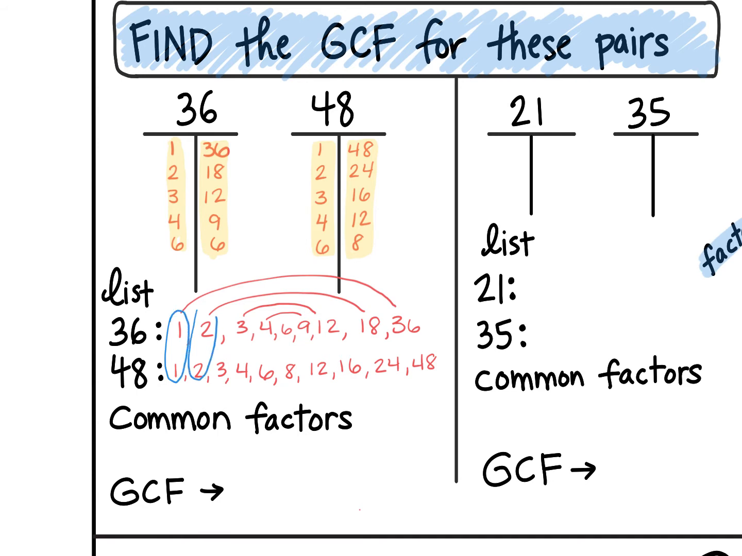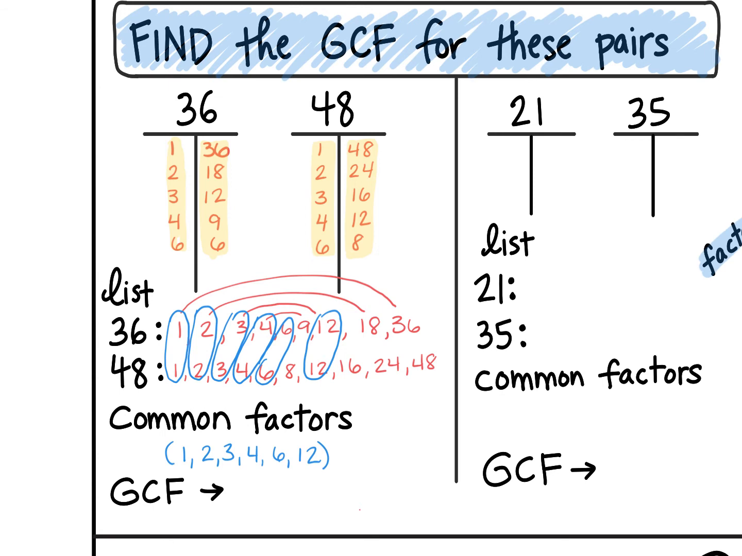Looking at my list, I see that they share a factor of 1. They share a factor of 2. They share a factor of 3, 4, 6, 12, and no more. That's it. So their common factors, which we just circled, are 1, 2, 3, 4, 6, and 12. These are the common factors.